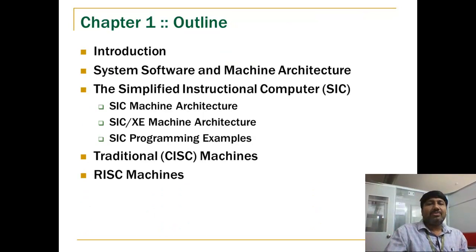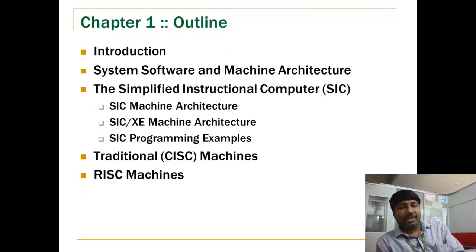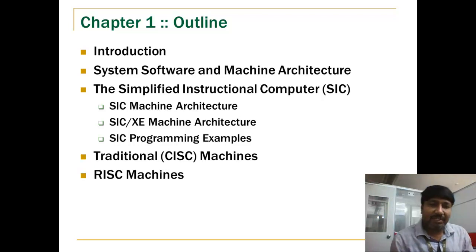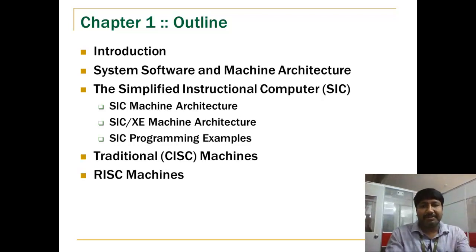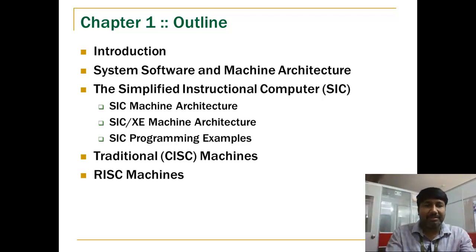As a prerequisite, what are the things that are required? Today we will mainly focus on chapter 1. In this outline, we cover the introduction to system programming as well as system software. What is the connection between system software and machine architecture? There will be different machine architectures. We have machine-dependent and machine-independent architectures, and we will discuss when a machine is called dependent and when it is called independent.